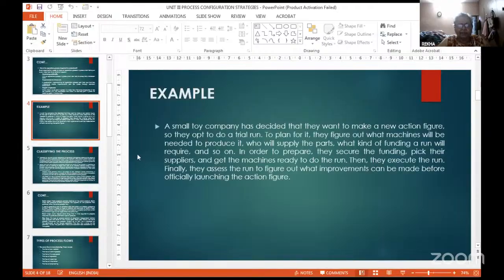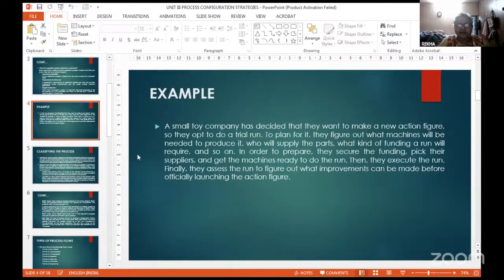There is a small example. A small toy company has decided that they want to make a new action figure, so they opt to do a trial run. To plan for it, they figure out what machines will be needed to produce it, who will supply the parts, what kind of funding the run will require, and so on. In order to prepare, they secure the funding, pick their suppliers, and get the machines ready to do the run. Then they execute the run. Finally, they assess the run to figure out what improvement can be made before officially launching the action figure.